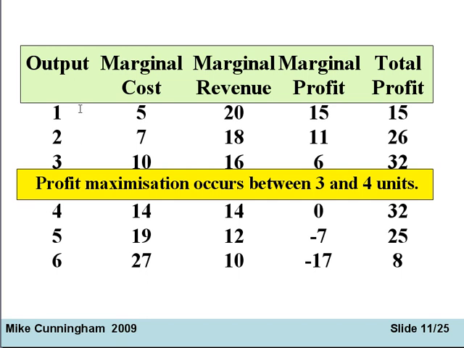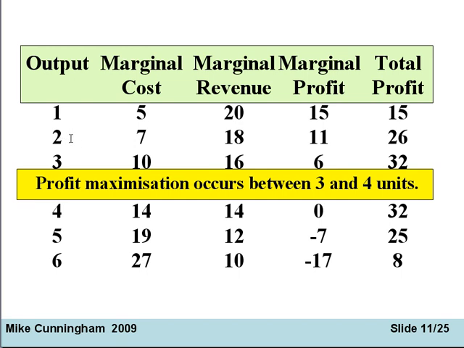Let's just run down these for a moment. Output is equal to 1. Let's say marginal cost is 5. Let's say marginal revenue is 20. So the cost of producing the first one is 5. The revenue from selling the first one is 20. So the profit from selling the first one is 15. And we're only making one, so our total profit will be 15.